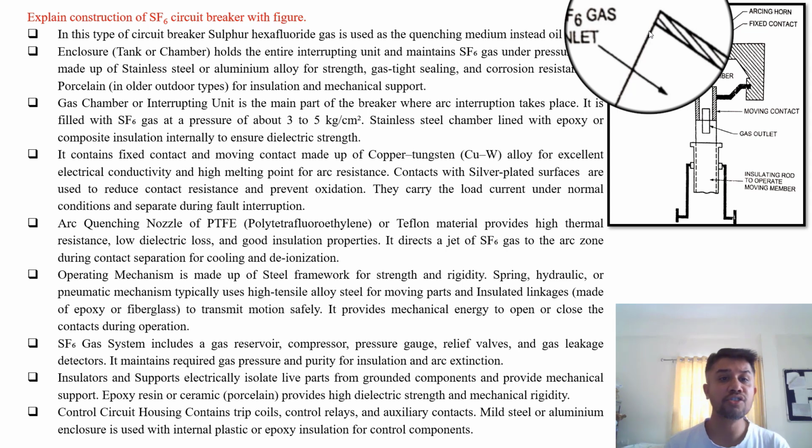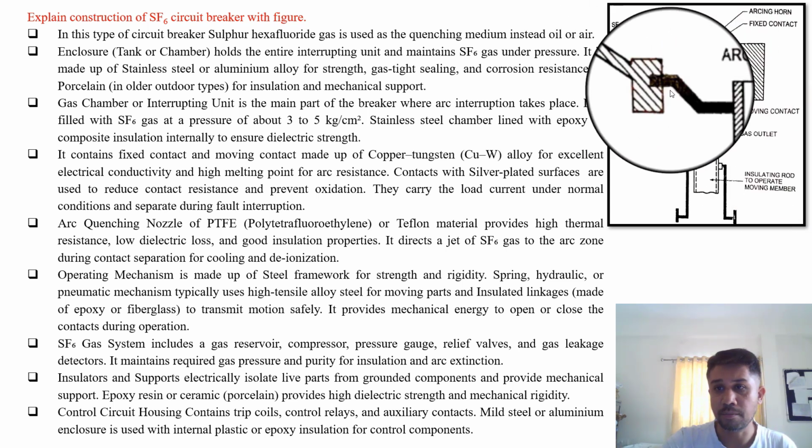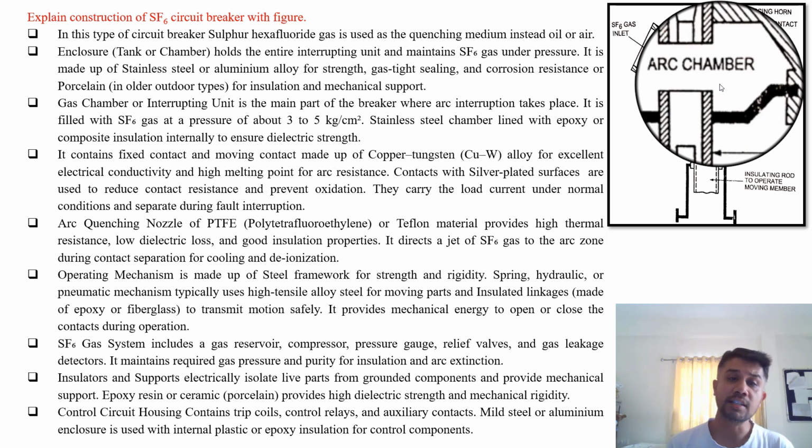Gas chamber or interrupting chamber unit is the main part of the breaker where arc interruption takes place. You can visualize this. This is the arc chamber here. It is filled with SF6 gas at a pressure of about 3 to 5 kg per square centimeter. Stainless steel chamber lined with epoxy or composite insulation internally to ensure the dielectric strength of the proper assembly. Now it contains the fixed contact and moving contact made up of copper tungsten alloy for excellent electrical conductivity and high melting point for the arc resistance.